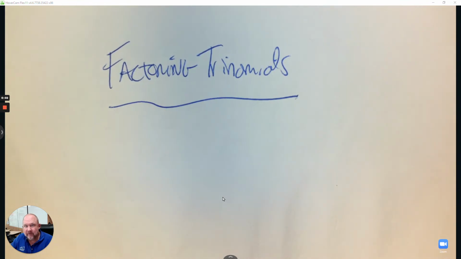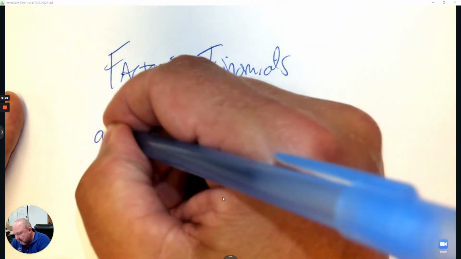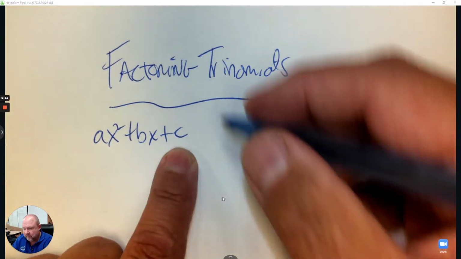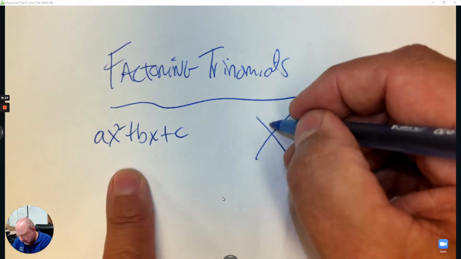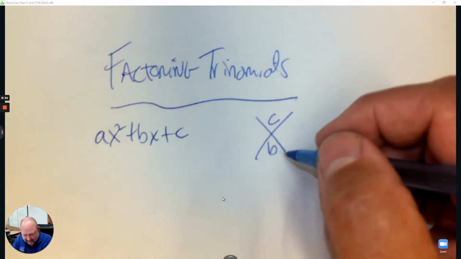We're reviewing factoring trinomials as a quick review. So if I look at it generically, A, B, and C are numbers. What we're trying to do is find two numbers that multiply to C and the same two numbers add to B.